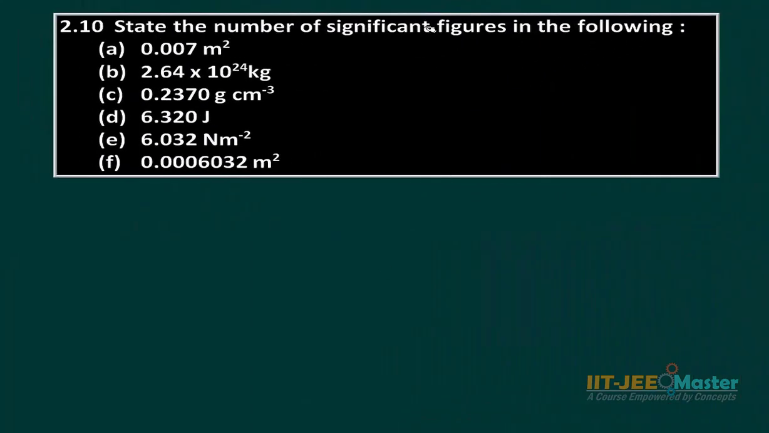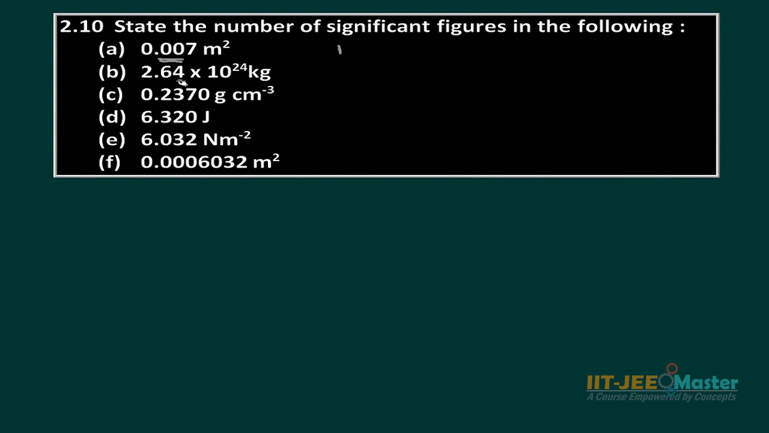State the number of significant figures in the following. 0.007. These two zeros are not significant because these are on the right side of the decimal and left side to the first non-zero number. So significant figures is 1 in case of A.